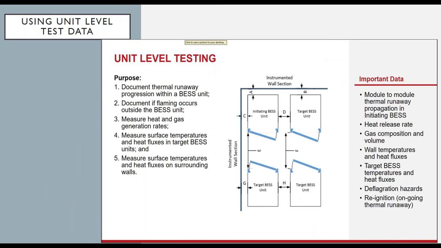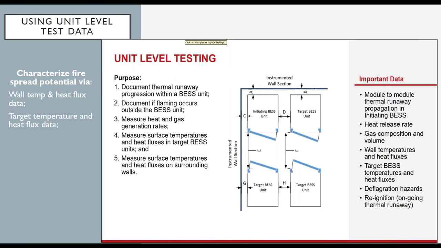This is a diagram of the unit level test setup, in which a fully equipped energy storage system unit is located adjacent to three mock-ups of other BESS units, and also near an instrumented wall section. So the instrumentation in this whole setup is located under the same calorimetry collection hood and exhaust duct to provide similar measurements that can characterize the heat release rate, and also the instrumentation on the walls and on the targets can provide a measure of the threat of fire spread to those units.